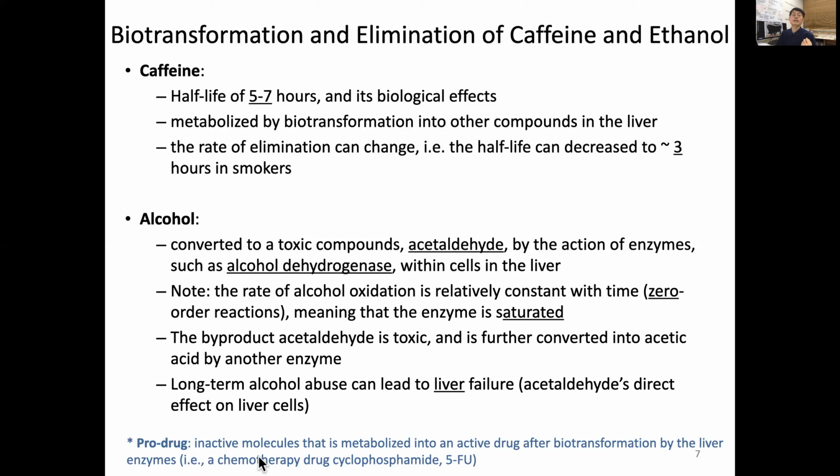A famous chemotherapy drug is cyclophosphamide, or what's known as 5-FU. So this drug is, let's say, administered. It's not toxic by itself because it's a prodrug and it doesn't do its effect until it gets metabolized inside the liver, and it becomes a potent and active drug, which will interfere with rapidly proliferating cells in our body, including cancer cells.